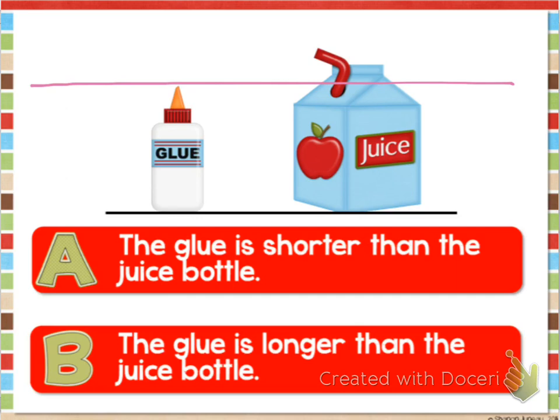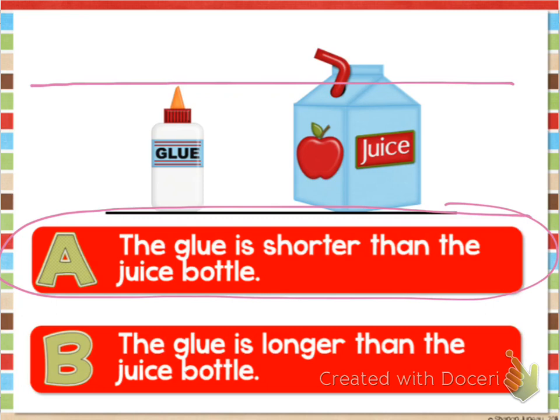Well, this is where the glue starts on this purple line. Well, the juice goes further than that purple line. So we know that the glue is actually shorter, it's smaller than the juice box. So the glue is shorter than the juice box. So it's A.